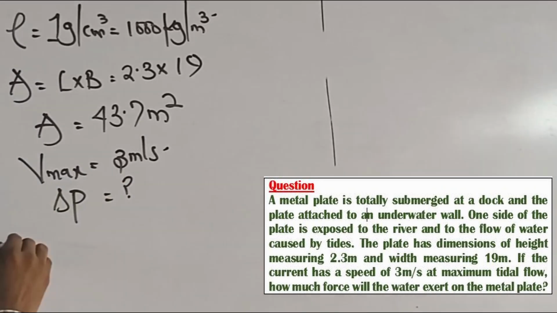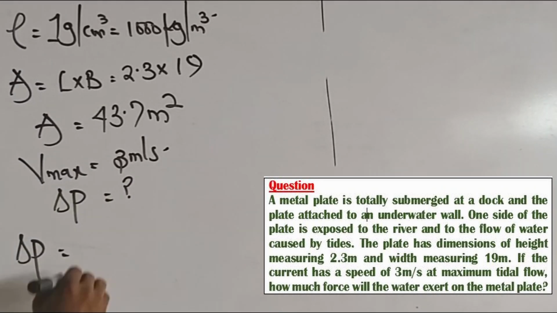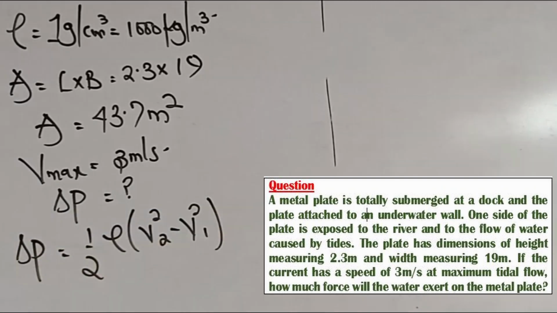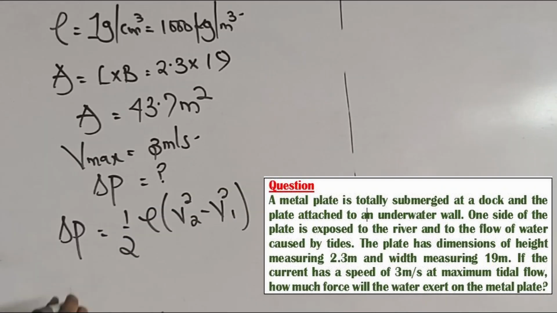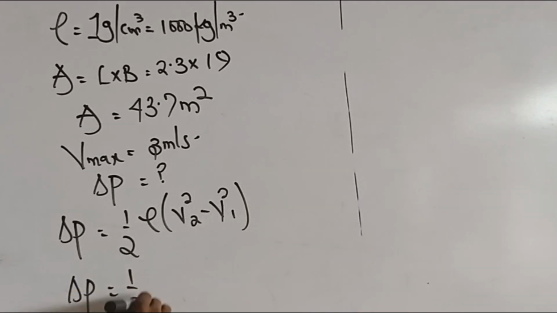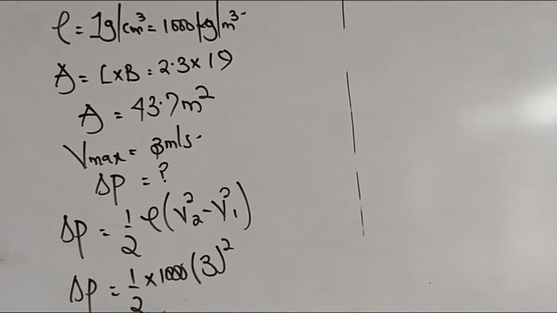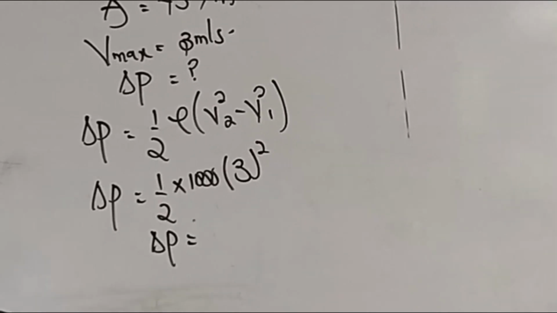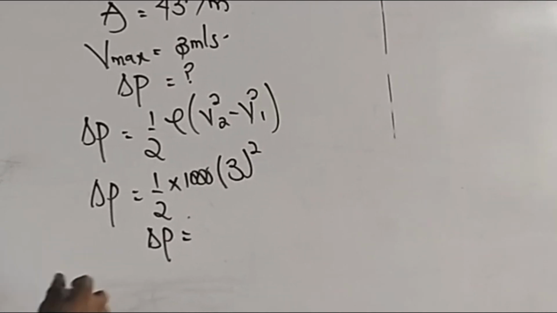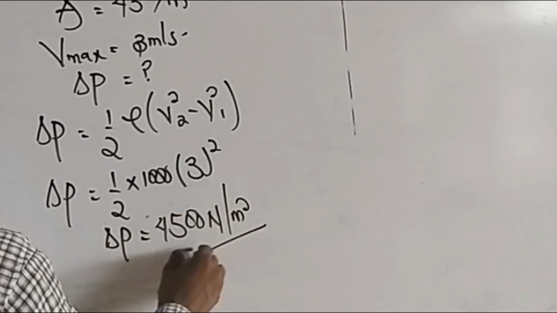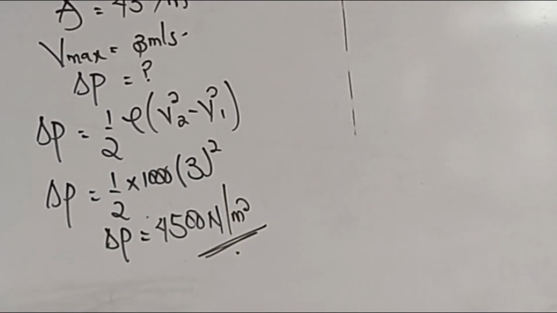So with that, let's find our change in pressure. From the formula we derived earlier, the change in pressure is 1 over 2 density into V squared 2 minus V squared 1. So let's substitute our values. Change in pressure is now 1 over 2 times the density, which is 1,000, and the maximum velocity is 3 squared. If I multiply and divide, my change in pressure will be 9 times 1,000 divided by 2, which gives 4,500 Newton per meter squared. This is now the value of the pressure of water that is flowing against the plate.